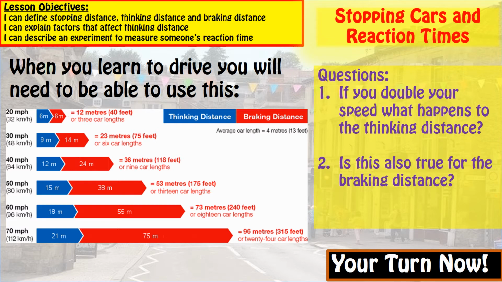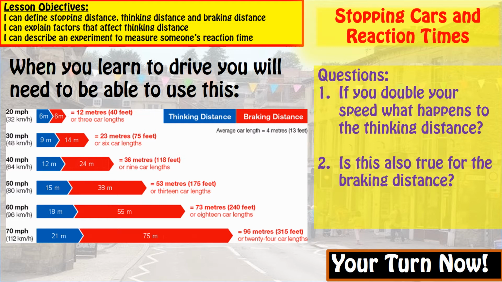So here are 2 questions for you to do in your books. Okay, question 1, if you double your speed, what happens to the thinking distance? And is this also true for the braking distance? So if you pause the video and answer both those questions into your books, please.